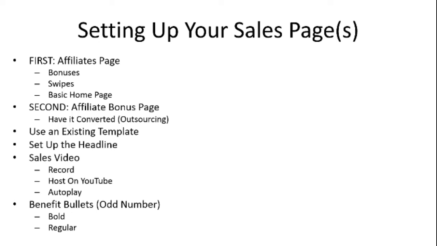So again, with the benefit bullets, you want to have an odd number if possible, and the first one should be bold, and the last one should be bold, right? And again, I'm not entirely sure why that's the case, but it is common practice in sales copy, and I see no reason not to follow it.